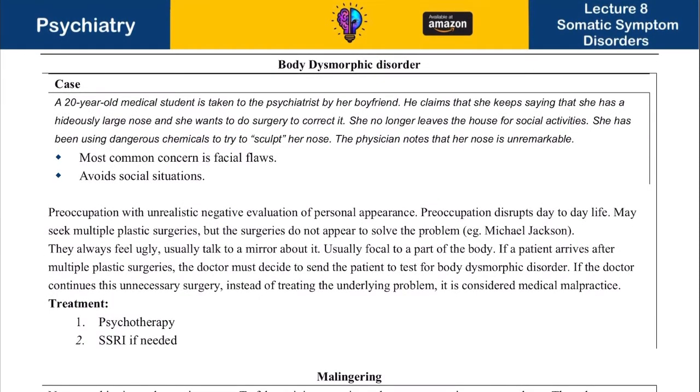Next is body dysmorphic disorder. We have a 20-year-old medical student who's taken to the psychiatrist by her boyfriend. He claims that she keeps saying that she has a hideously large nose and she wants to do surgery to correct it. She no longer leaves the house for social activities. She has been using dangerous chemicals to sculpt her nose. The physician notices that the nose is unremarkable. There's nothing wrong with the nose, but the person is fixated on something being wrong with the nose.